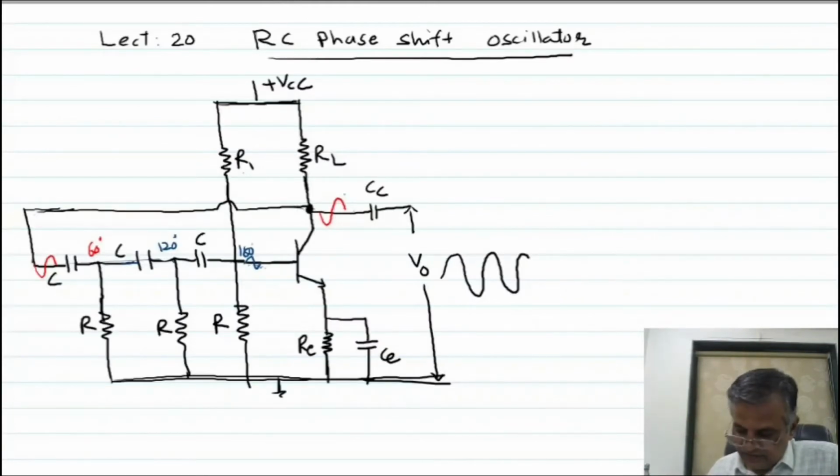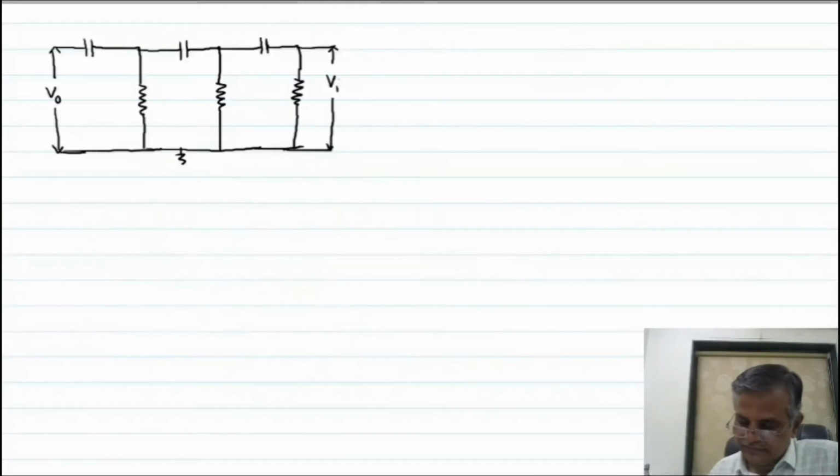Here I am writing Vo, coming from the collector, and here I am writing input voltage Vi. Look here, this is Vo and Vi. Here the values of all capacitances and resistors are the same.